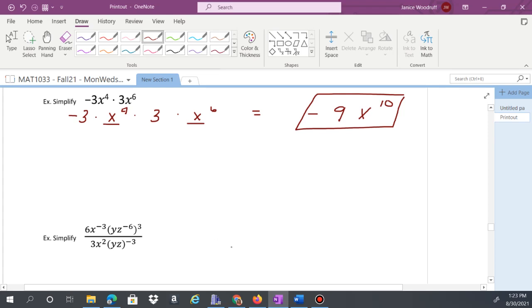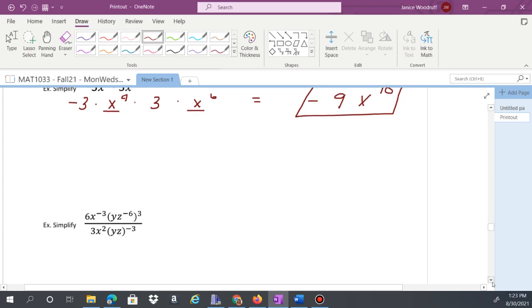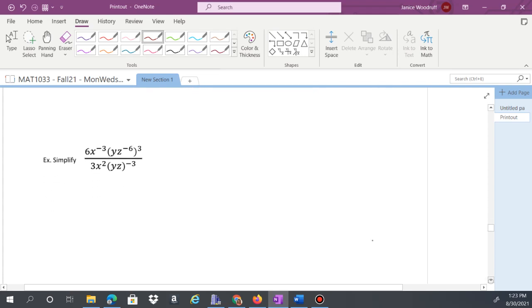All right, then we got this big one right here. So let's start with anything we have to distribute, which looks like right here. So let's see, you've got a 6, you have an x to the negative 3, then you have to distribute this 3. So it's going to be a y to the 3rd and a z to the negative 18. All right, then on the bottom, you've got a 3, an x squared, y to the negative 3, z to the negative 3.